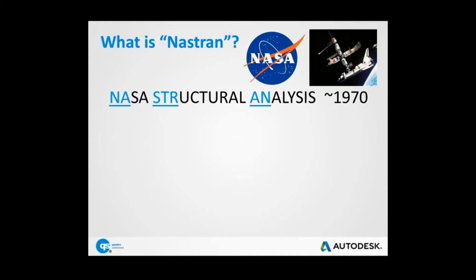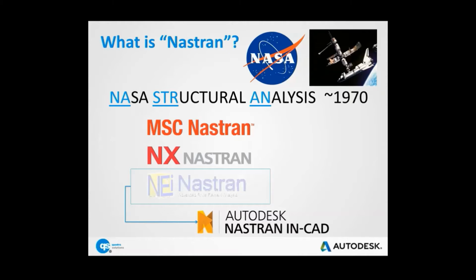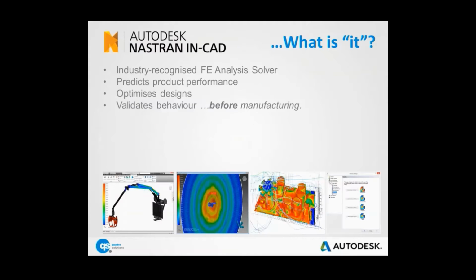And by the way, FEA, standing for Finite Element Analysis, will probably come up a few times during this session, for those of you not in the know. While the source code for Nastran remains intact, there are three main offshoots, those being MSC Nastran, operated by the original developers and still primarily used as a structural analysis tool. You then have NX Nastran, which is owned by Siemens as part of their PLM offering. And there at the bottom you have NEI Nastran, which is now Autodesk Nastran in CAD as of 2014. There we are. Our focus naturally is on the latter.